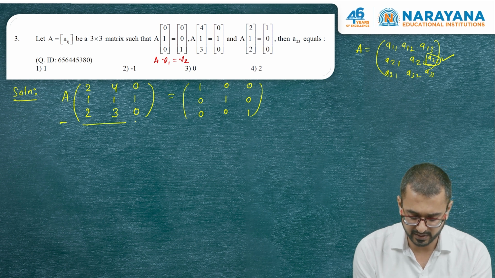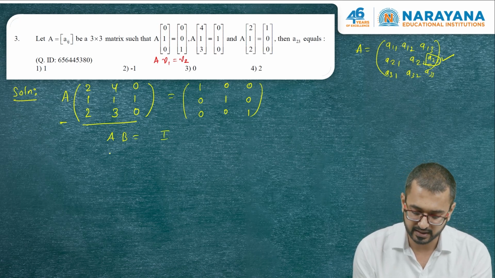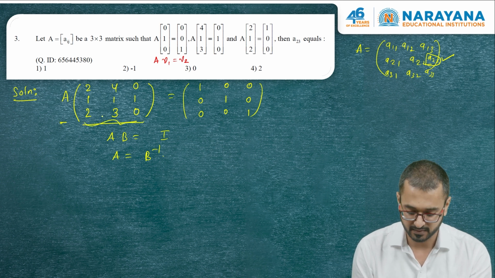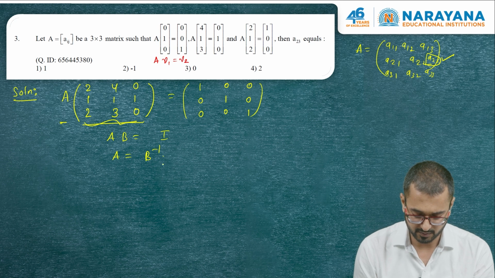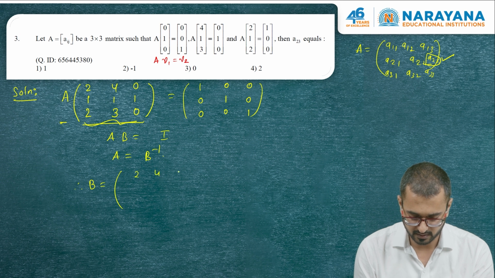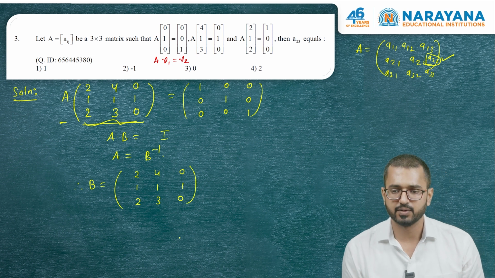So A into B is equal to what? Identity. So I have to find out A. A is going to be what? Basically it's going to be B inverse. That means I have to find out the inverse of this matrix. So we can write down like this: B is equal to 2 4 0, 1 1 1, 2 3 0. So we have to find out the inverse of this matrix.